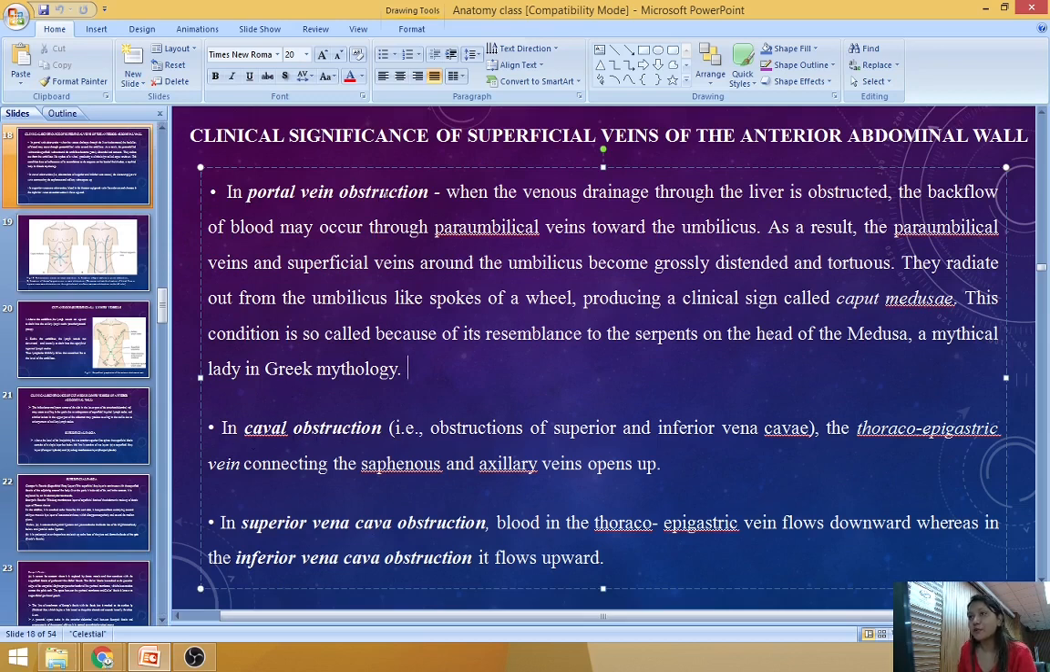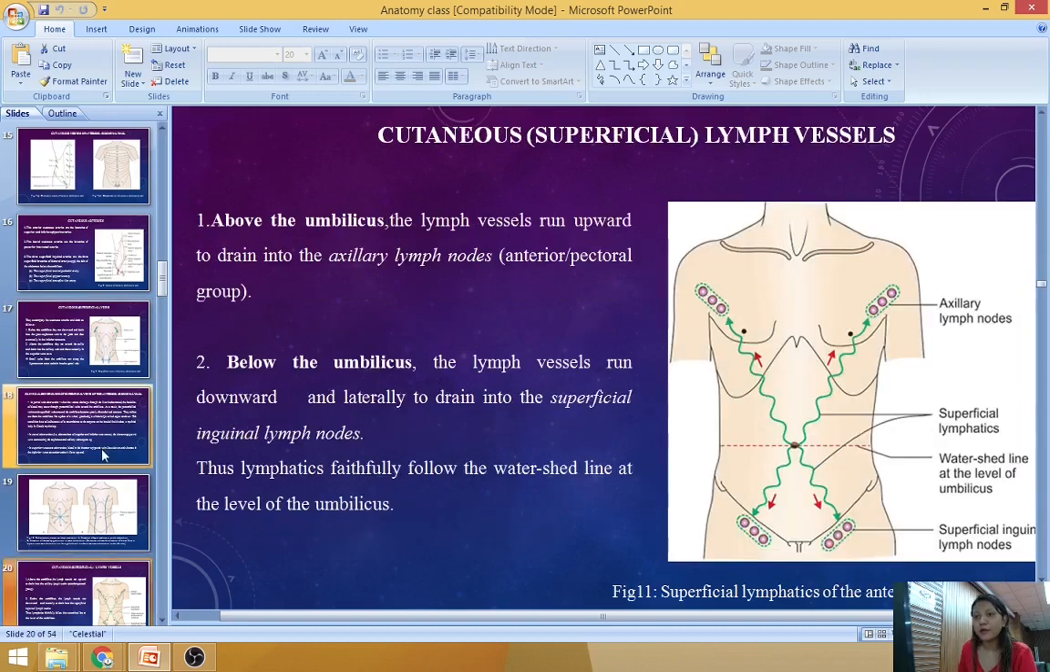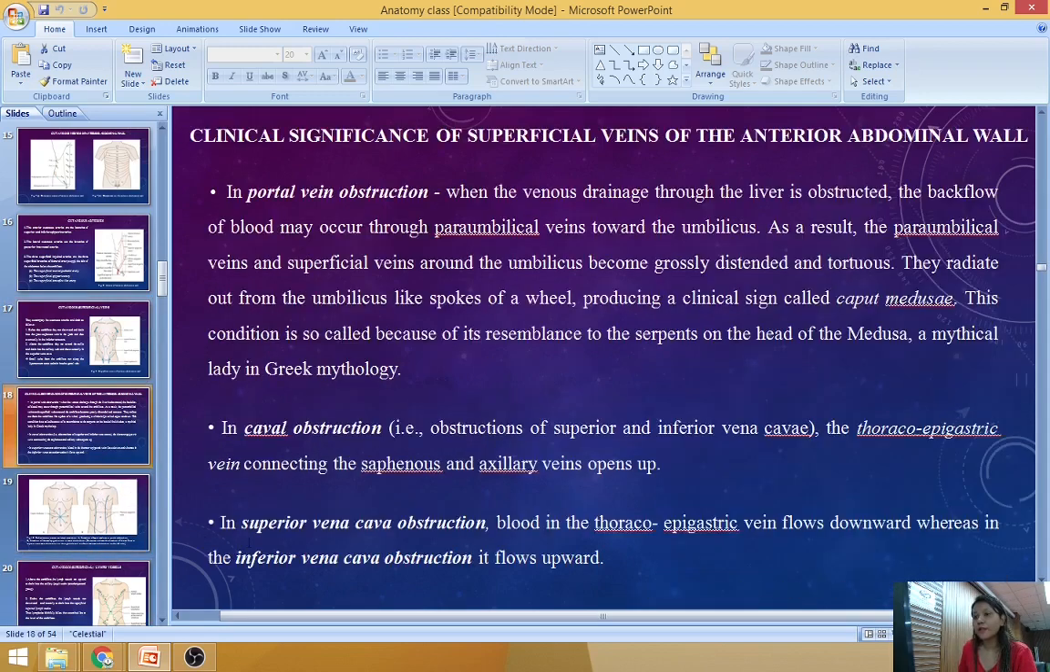Now, what is caval obstruction? This is portal vein obstruction. This is caval obstruction. Caval obstruction is the obstruction of the superior and inferior vena cava, with the thoracoepigastric vein connecting the saphenous and axillary vein. Just now I have told you that above the umbilicus it drains into the SVC, below the umbilicus it drains into the IVC. So if there is an obstruction in the superior vena cava and inferior vena cava, then we have caval obstruction.